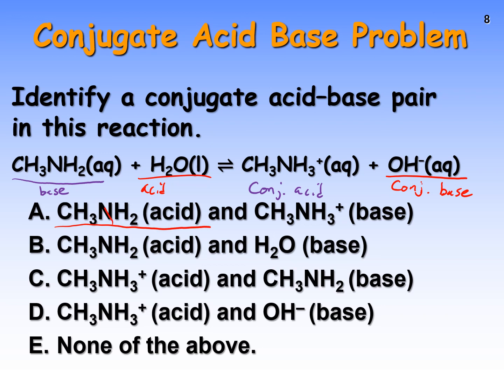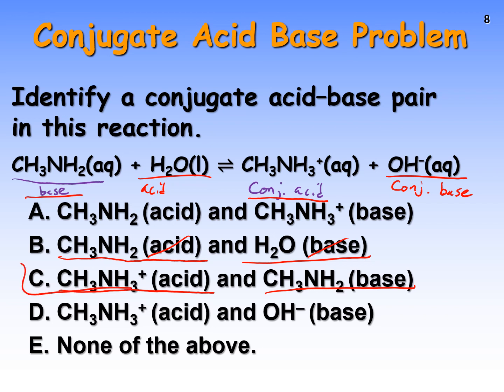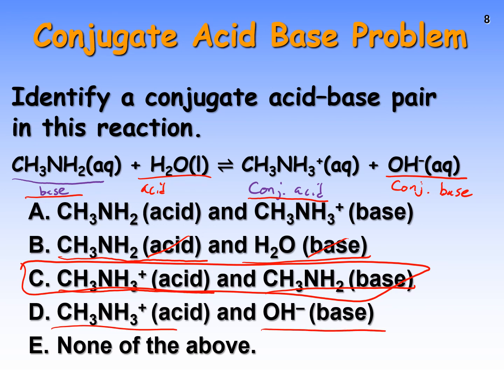So this option says that this guy's the acid and this guy's the conjugate base, which is not true. It's the opposite of that, right? CH3NH2 and H2O are not conjugates of each other, and they're actually switched. This isn't the acid and this isn't the base. It's the opposite. This is my acid because it's the conjugate acid here, and this is my base because it's the base. So C is actually our correct answer here. And if we look at these two, again, these are not conjugates of each other. So C is the correct answer.